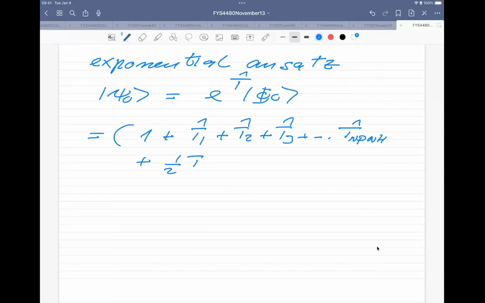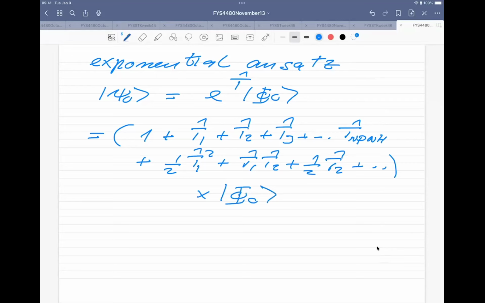You get plus 1/2 T1 squared. You get plus T1 T2 here. You get plus 1/2 T2 squared. So this becomes quite messy at the end, and then multiplied with phi 0. There's an important thing here, and it's easy to see that these different operators commute.